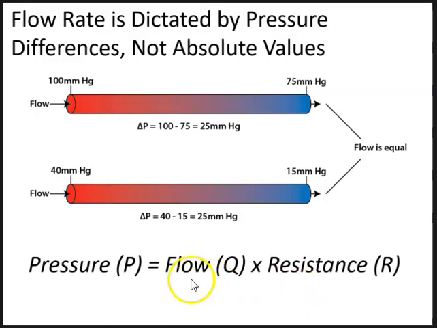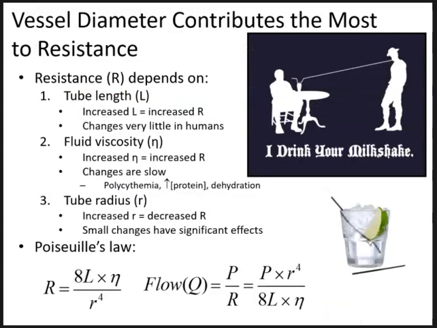For example, we can find out the formula for flow. We know that flow equals pressure divided by resistance. If you do a little bit of algebra and manipulate the different variables, we can get formulas for flow and formulas for resistance as well. So vessel diameter actually is what contributes the most to resistance.